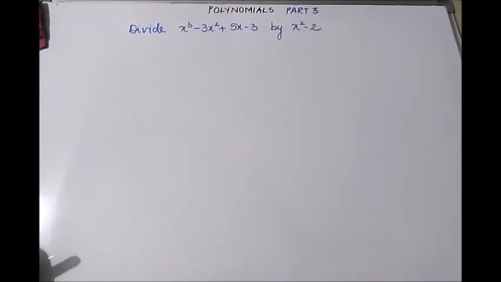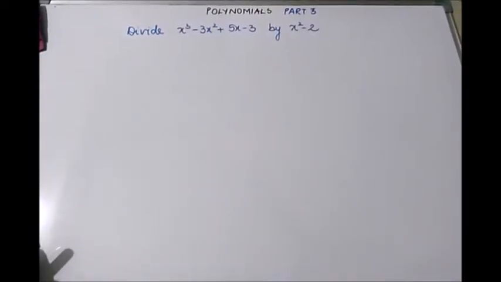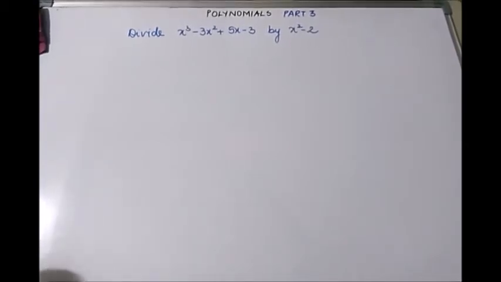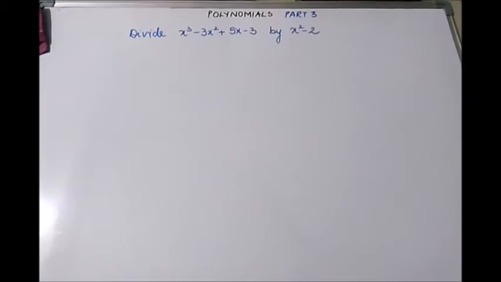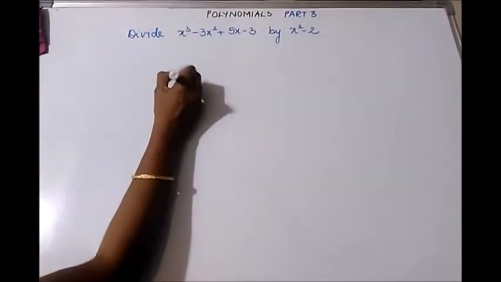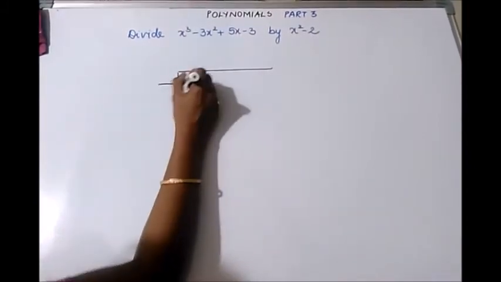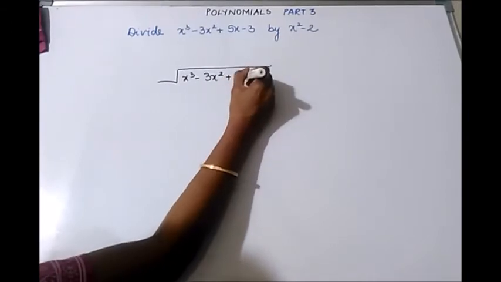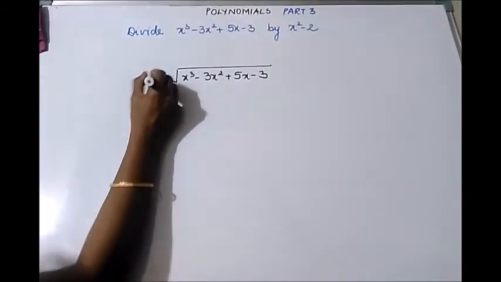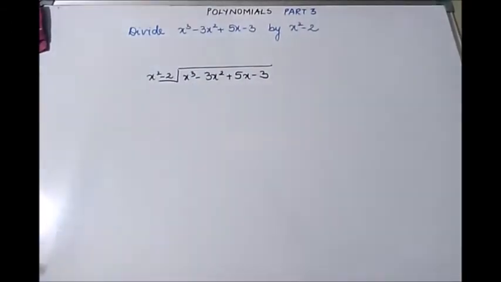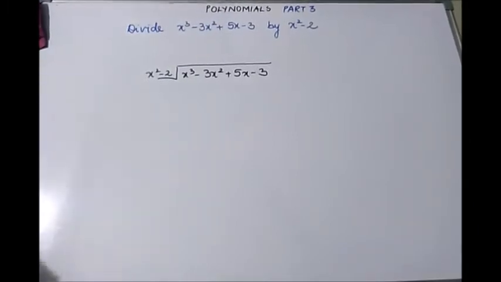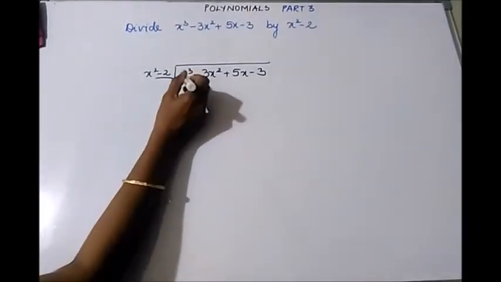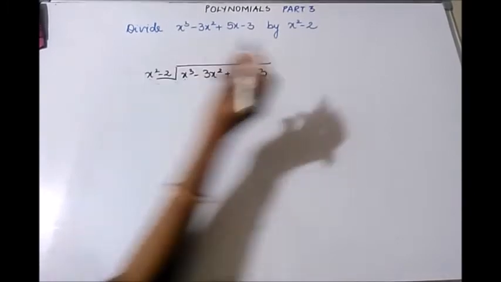Let us do the next question. Divide x cube minus 3x square plus 5x minus 3 by x square minus 2. Here we see the terms are arranged in descending order with respect to their degree. What is the first thing we are supposed to do? We are supposed to take the term with the highest degree from the dividend and the divisor.